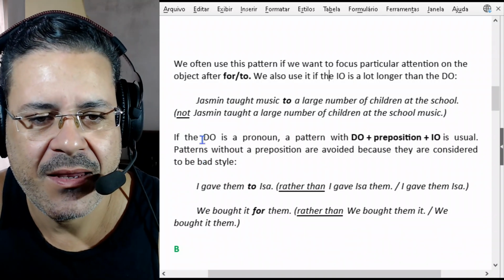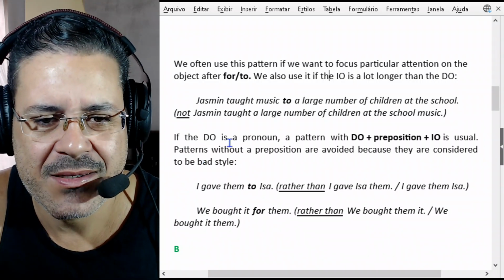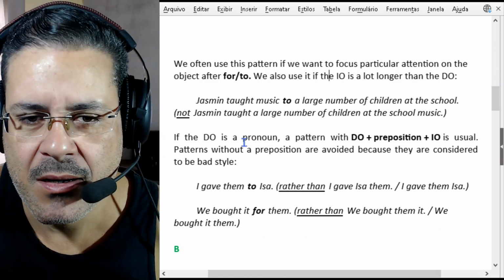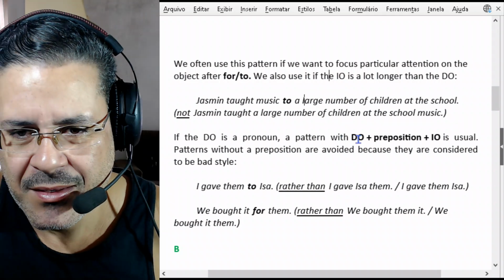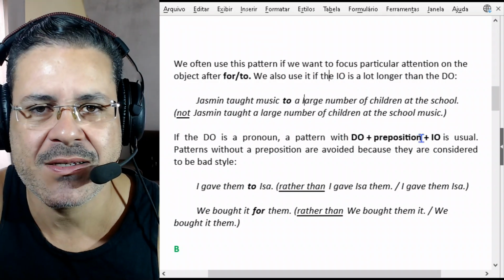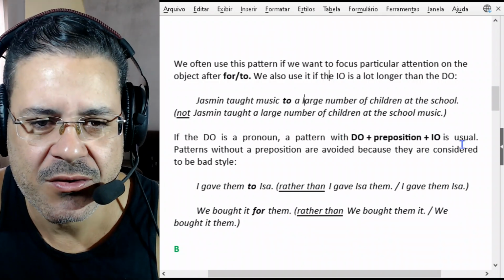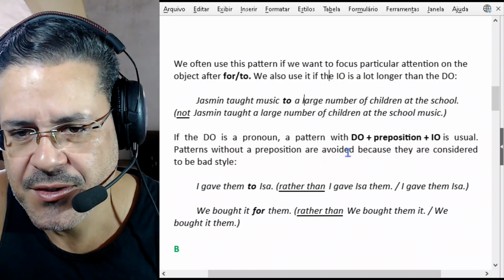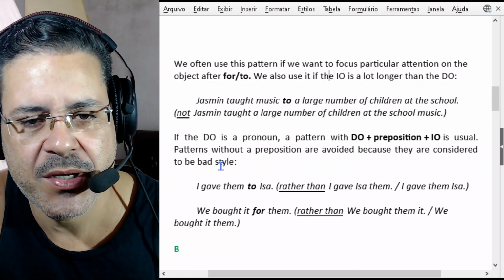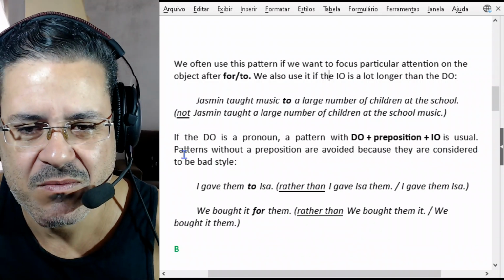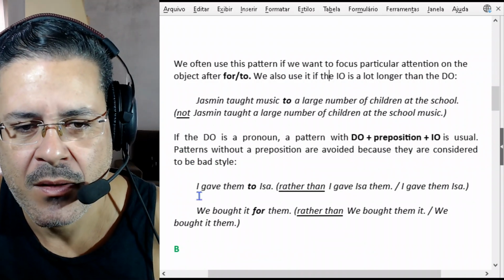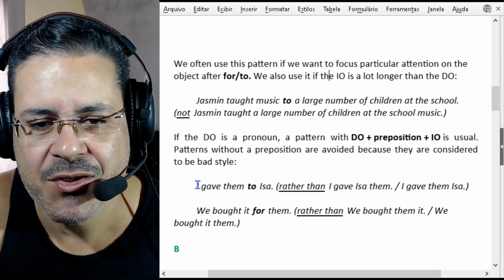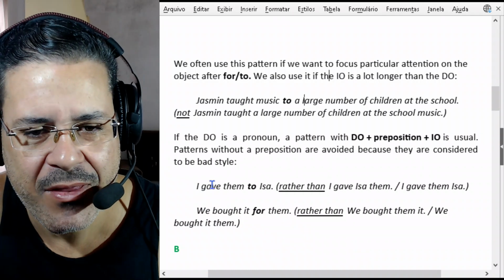Okay, if the DO is a pronoun, pay attention to this particular aspect. A pattern with DO plus preposition plus IO is usual. Patterns without a preposition are avoided because they are considered to be bad style, but it's not very important. The most important thing is, for example, I gave them to Isa.